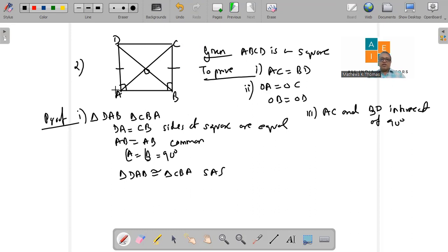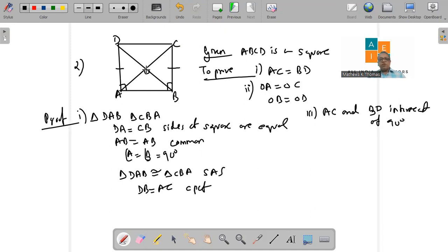So here when the triangles DAB and CBA are congruent, then we get the first part, DB equal to AC. Okay, CPCT, corresponding parts of congruent triangles are equal. So first part is over.